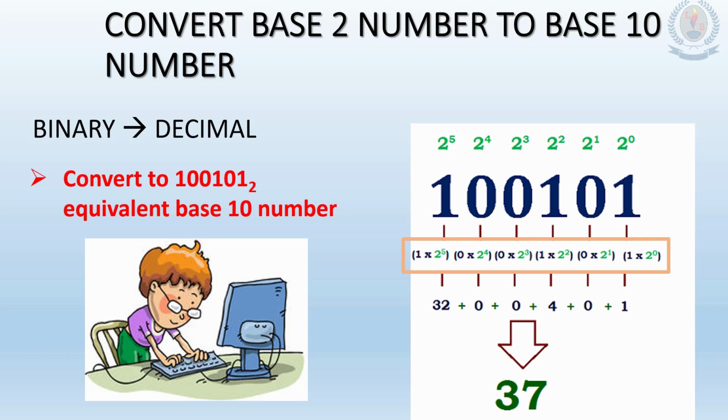Then you get 1 plus 0 plus 4 plus 0 plus 0 plus 32. And you add all the numbers together, then you get 37. So that is the decimal representation of this binary value.